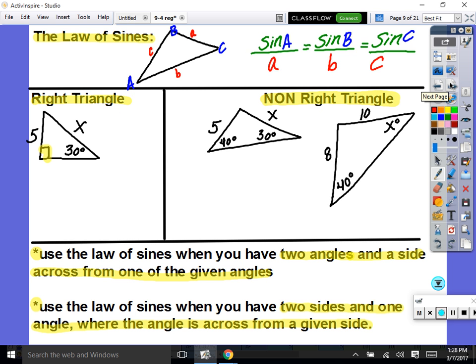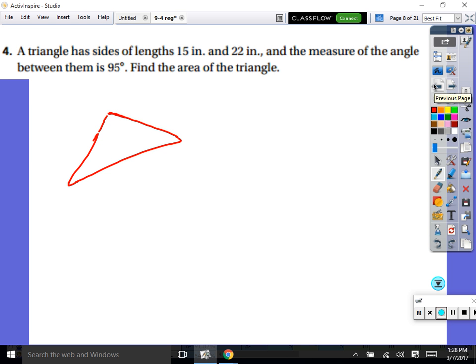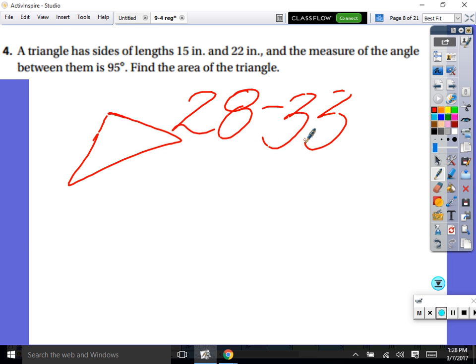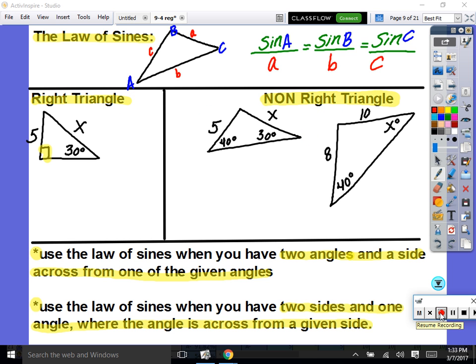Okay, awesome. What I'm going to have you do is problems. Flip to the back of your worksheet. Flip to the back. And you're going to do problems 28 through 33. Ready, set, go.